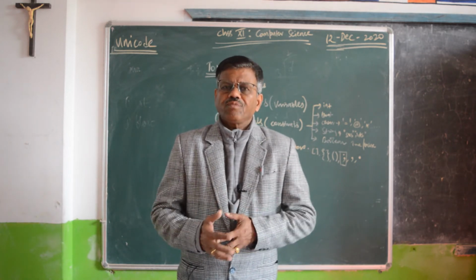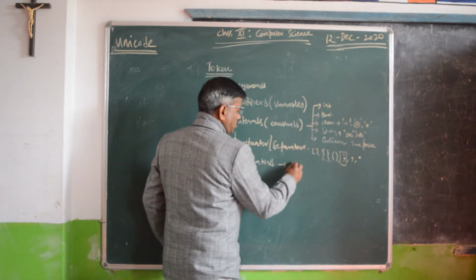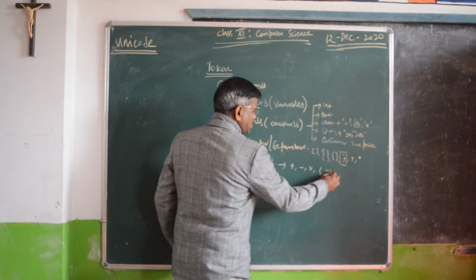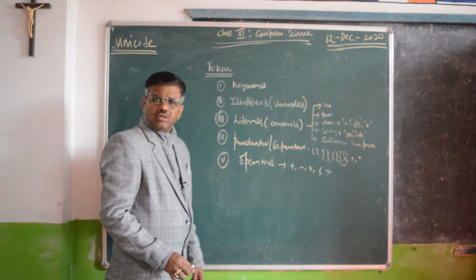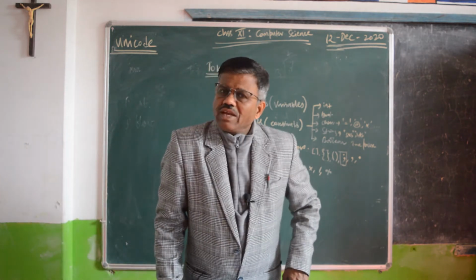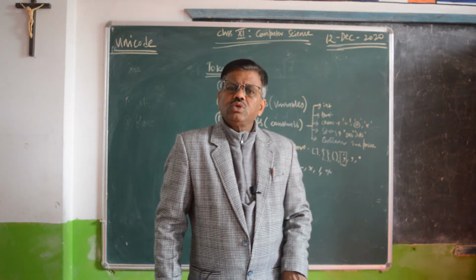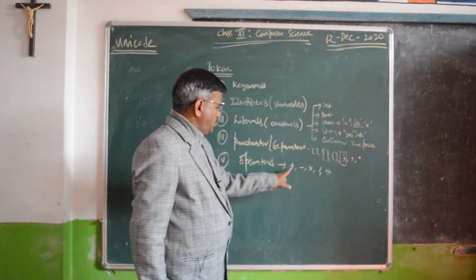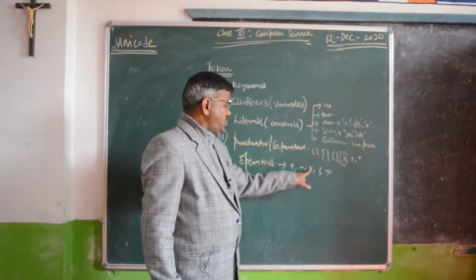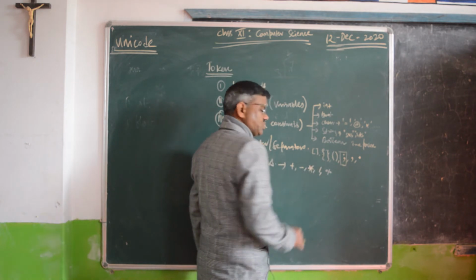A variety of operators. What are they? Plus, minus, asterisk, slash, percentage. It's incorrect. You should not call it percentage. Instead, we have to call it modulus, M-O-D-U-L-U-S. This is for the sake of addition. This is for the sake of subtraction. This is for the sake of multiplication. Whenever there is a multiplication, you have to give an asterisk.